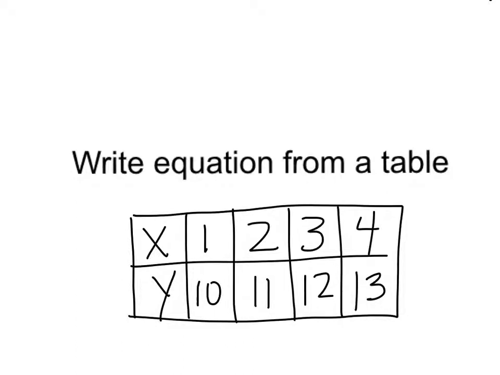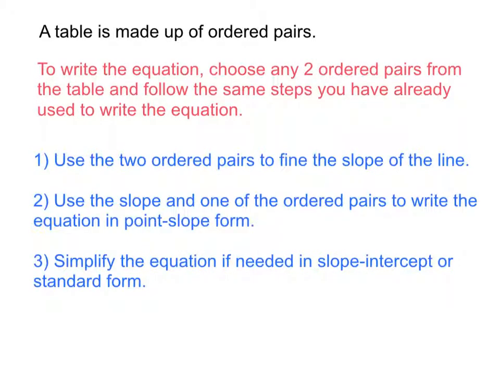This video is going to show you how to write an equation when you are given a table. So a table is made up of a bunch of ordered pairs. You've got a row, or sometimes a column if it goes vertically, of x's, and then the same of y's.